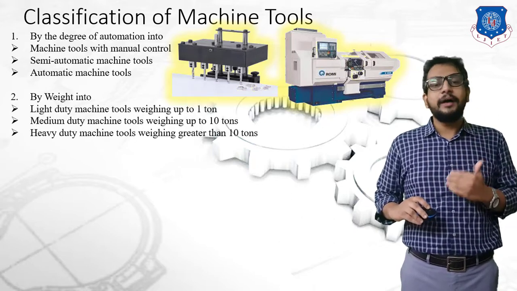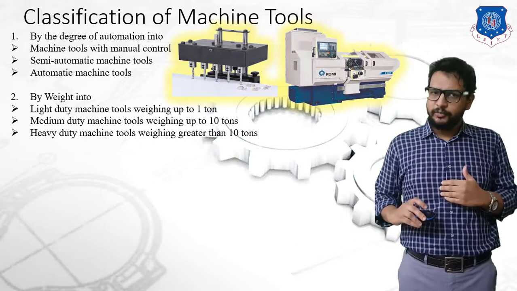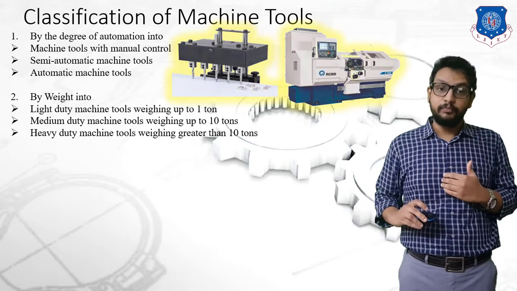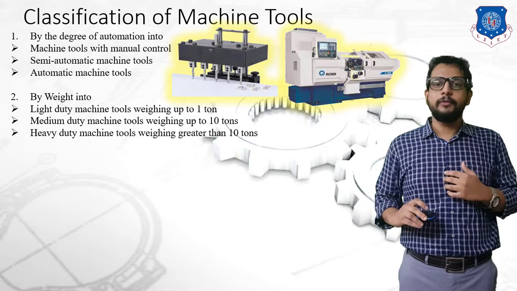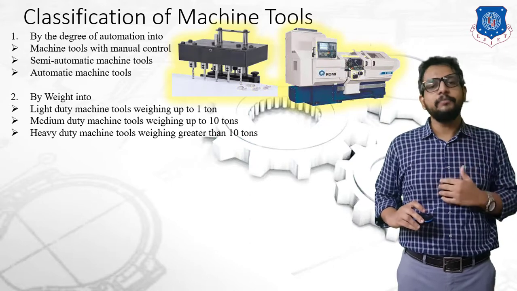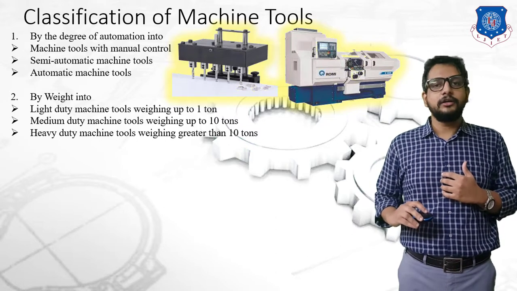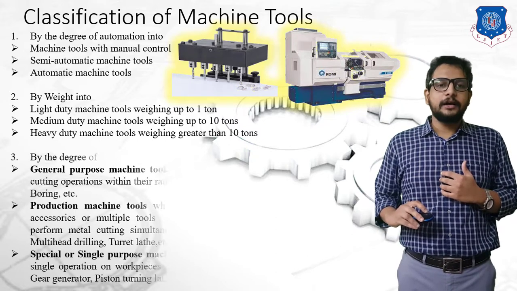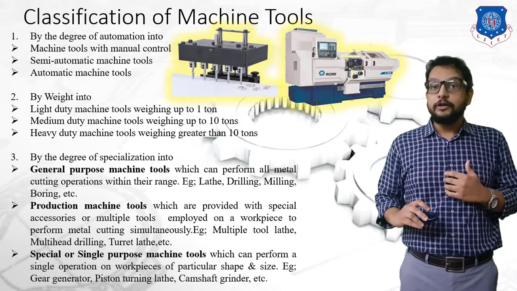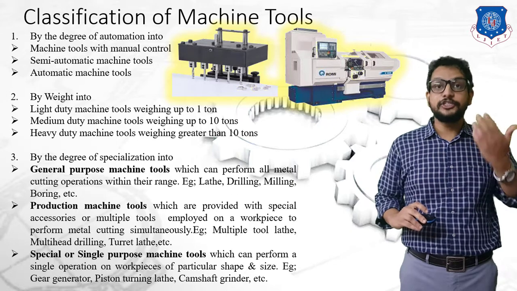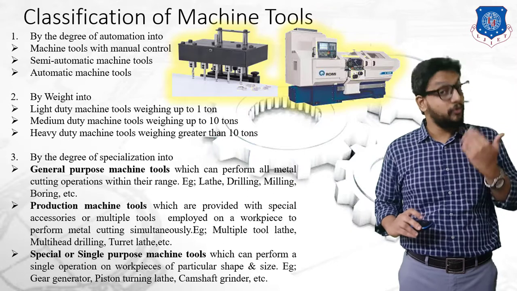Now next, by weight. So we can obviously say that one type would be light duty machine tools weighing up to 1 ton, that is 1000 kg. Okay, second type, medium duty machine tools weighing up to 10 tons, and last type, that is heavy duty machine tools weighing greater than 10 tons. Okay, and the next type of classification, that is by degree of specialization. Okay, so by degree of specialization means general purpose machine tools, then single purpose machine tools and production machine tools.